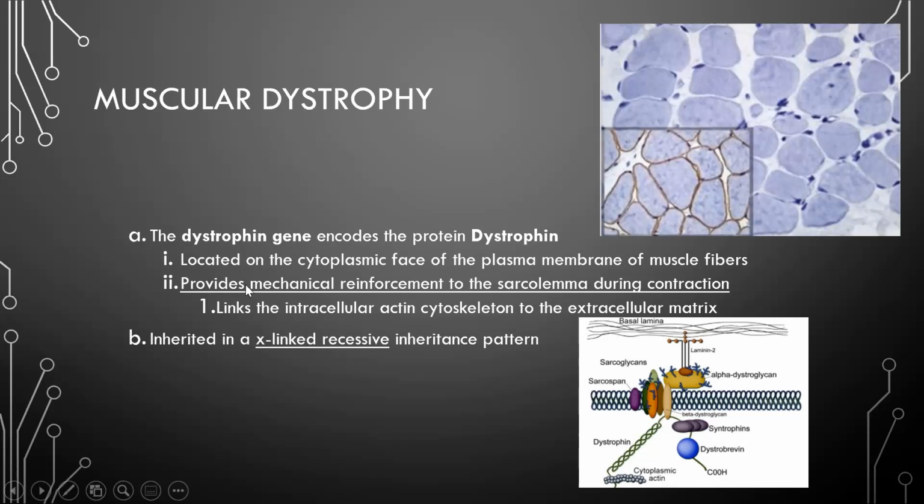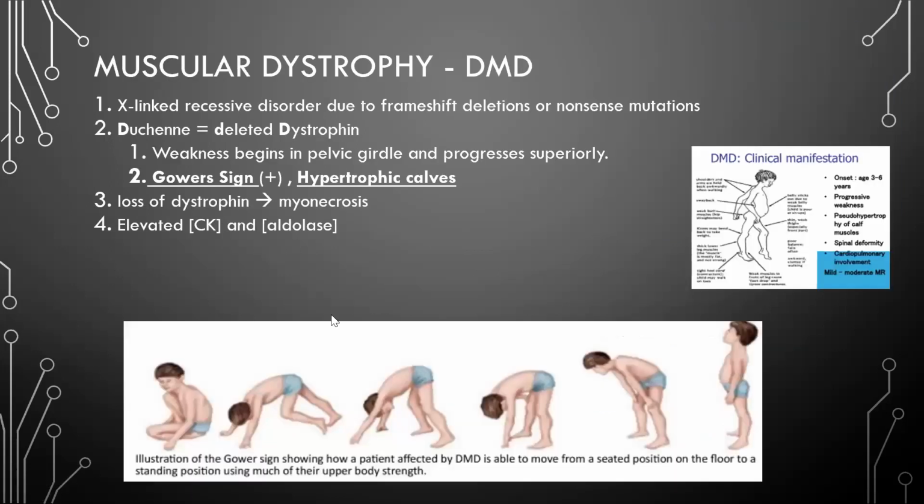Dystrophin is important because it provides mechanical reinforcement for the sarcolemma. Why is that important? The sarcolemma holds all of the calcium. If you have less of that, then your sarcolemma breaks open, you get calcium release, and that's going to lead to apoptosis as well as necrosis, so cellular death of these muscles.